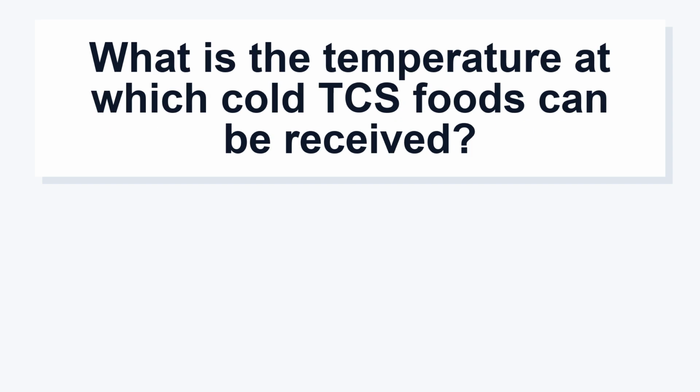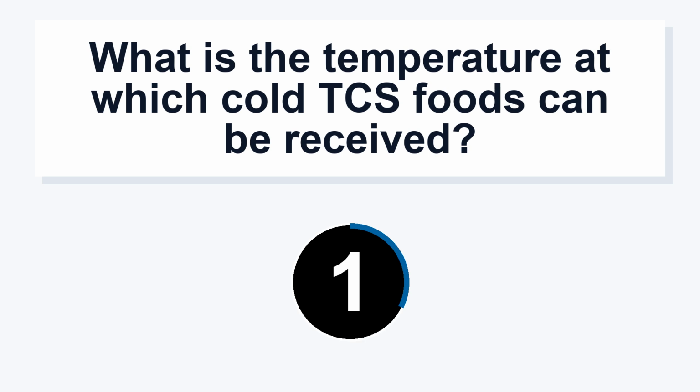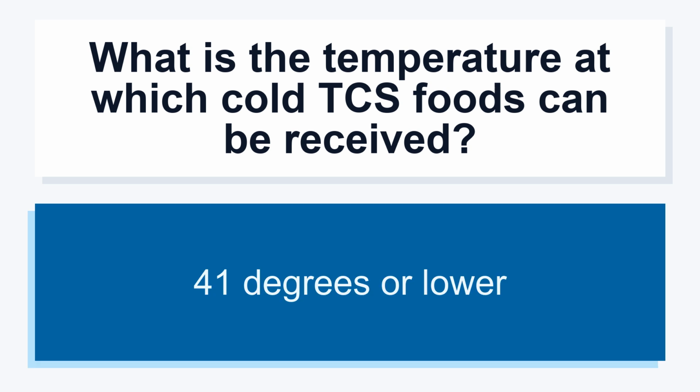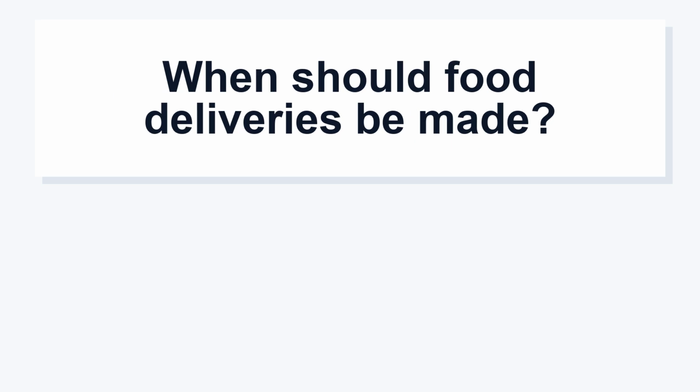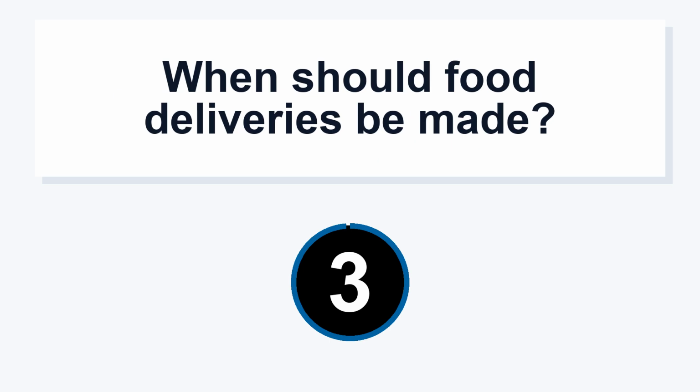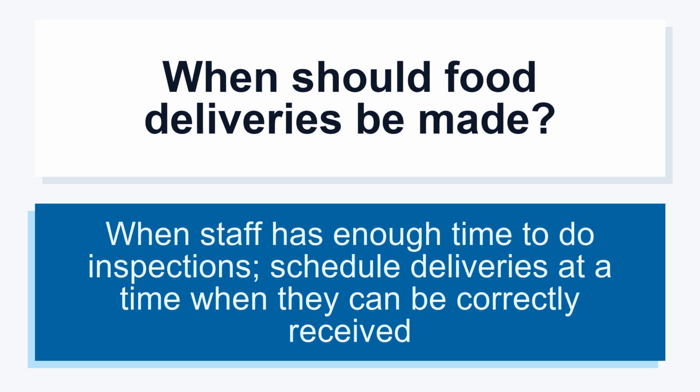What is the temperature at which cold TCS foods can be received? 41 degrees or lower. When should food deliveries be made? When staff has enough time to do inspections, schedule deliveries at a time when they can be correctly received.